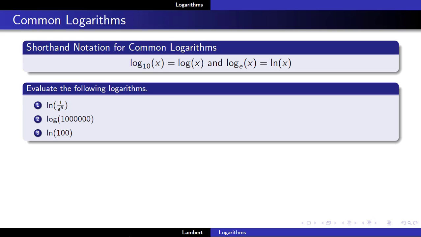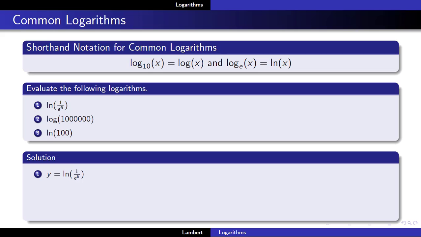So we'll begin with our first problem of evaluating natural log of 1 over e to the 6th, and we set y equal to natural log of 1 over e to the 6th. And remember, this natural log, that's just log base e. So we'll write this as log base e, and we'll kind of simplify the inside there. 1 over e to the 6th is the same as the quantity 1 over e raised to the 6th power. So now we can use our properties of exponents.